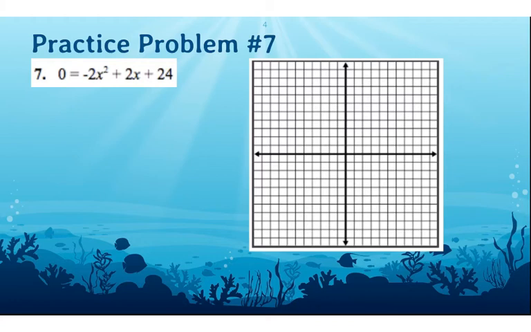All right, so we have practice problem number 7. And this is kind of cool. Notice again that they changed the y to a 0. That is to set us up for the zero product property. All right, so I have my 0 over here.